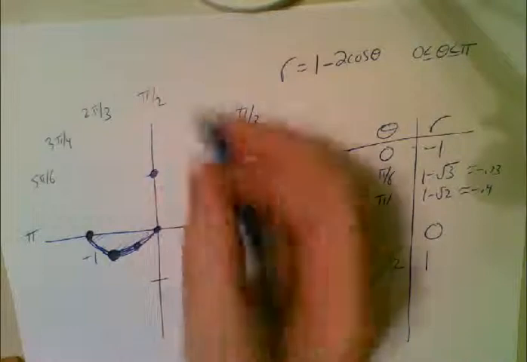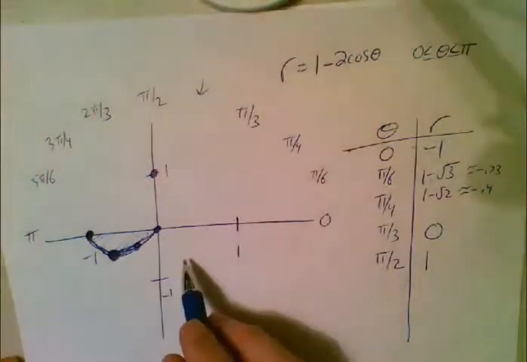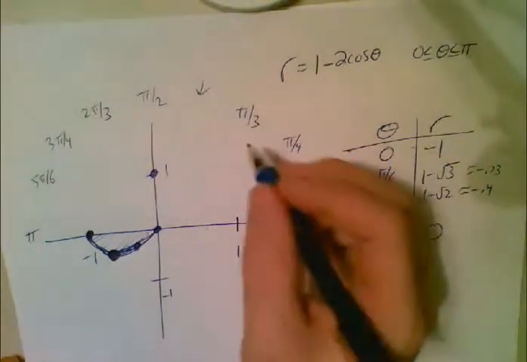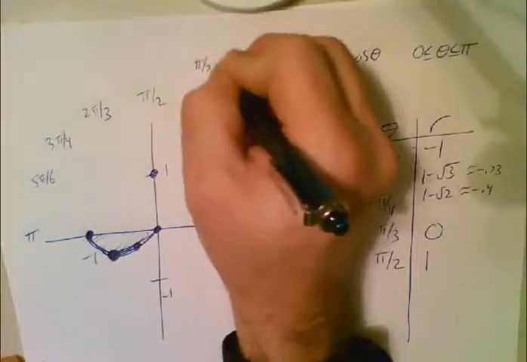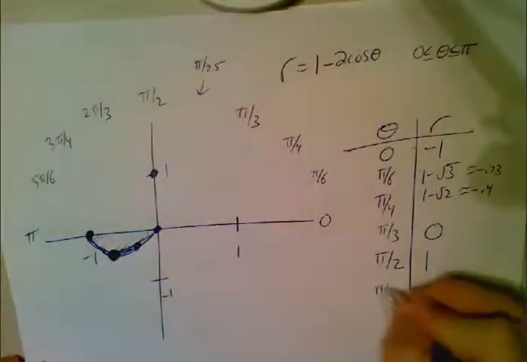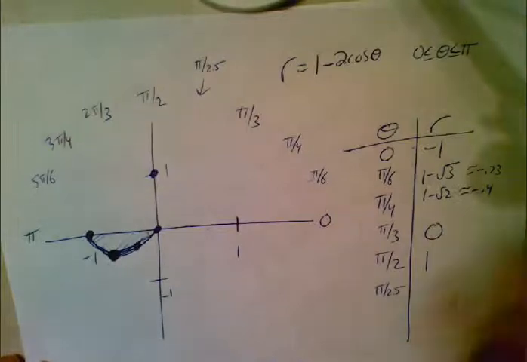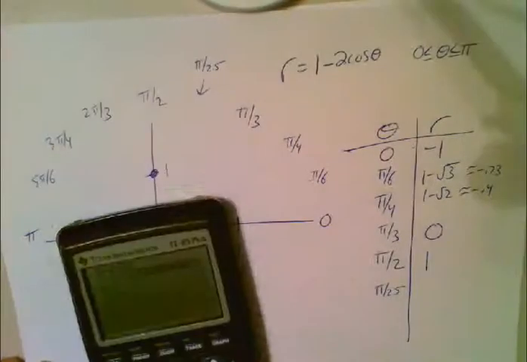So why don't we pick something in between here, even if it's not on the unit circle, just to get an idea of what this is doing. So between pi over 2 and pi over 3, how about pi over 2.5? Just for the sake of discussion. Now there's no way to obviously get an exact answer there.